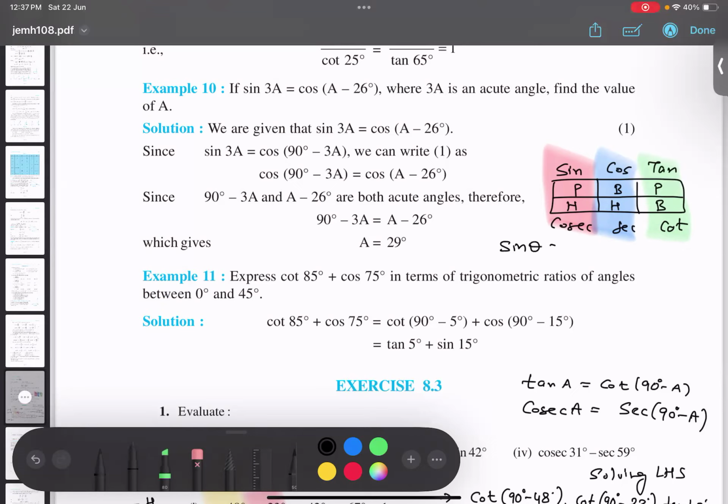Sine theta equals 1 upon cosec theta. Cos theta equals 1 upon sec theta. And tan theta equals 1 upon cot theta. Yes or no? And vice versa. So these are inverse rules. You can take a screenshot of this if you are not aware of it.